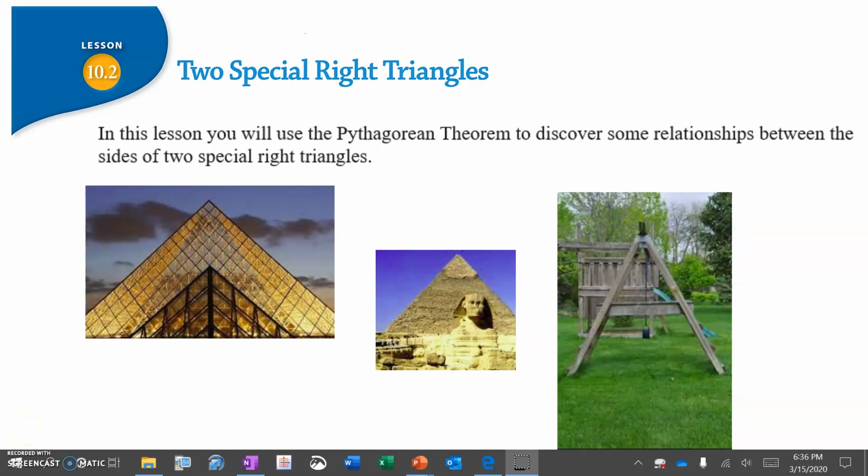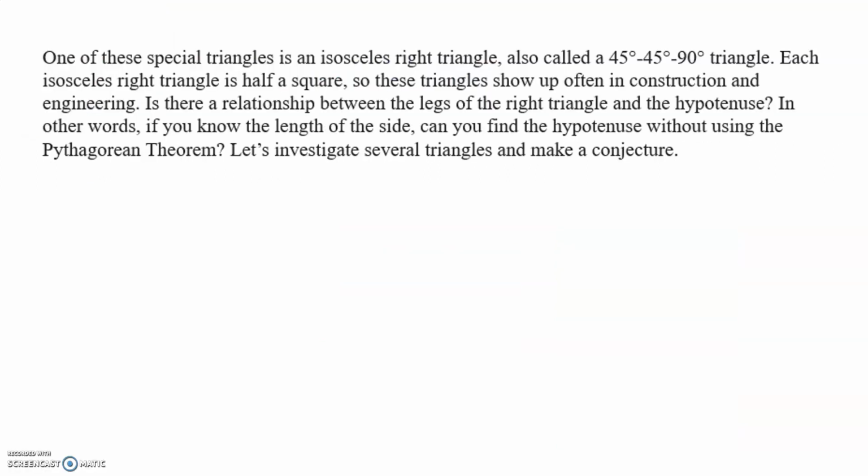Hi, this is lesson 10.2 of accelerated geometry, and it's called two special right triangles. The first right triangle that we're going to talk about is one that has angles of 45, 45, and 90. So this is called an isosceles right triangle. The reason it's isosceles, of course, is because if this is 45 and this is 45, the base angles of a triangle are equal, which means that the sides are also equal, and you have an isosceles right triangle.